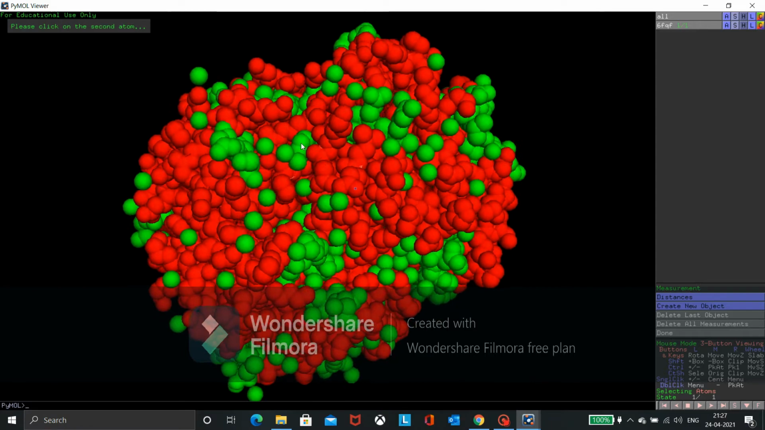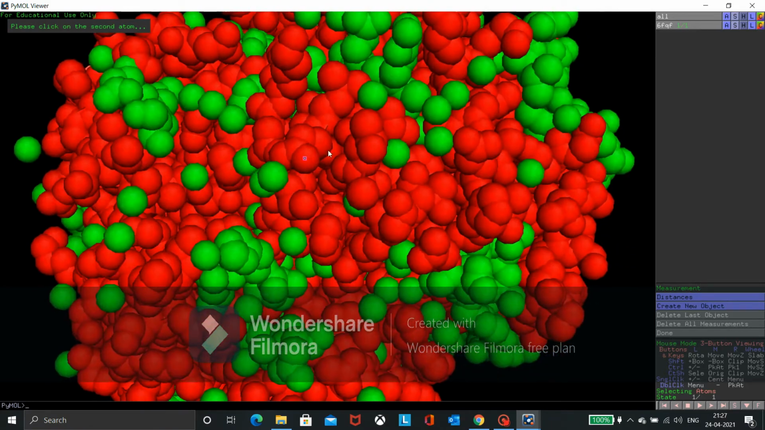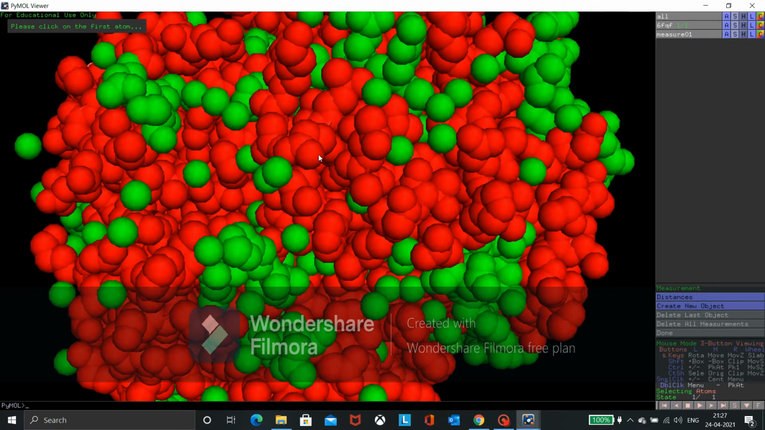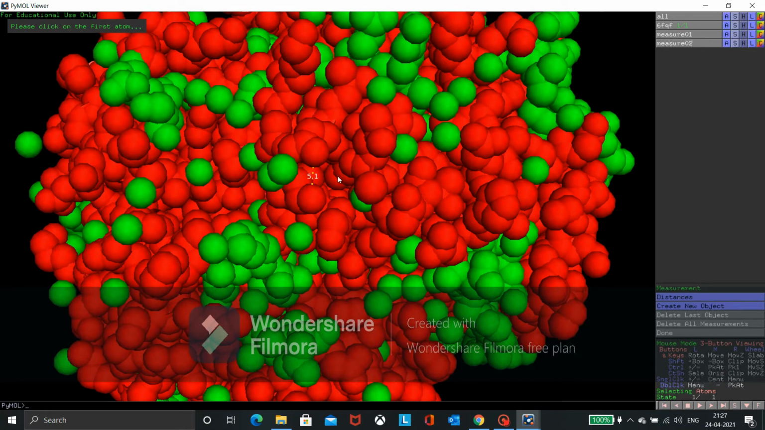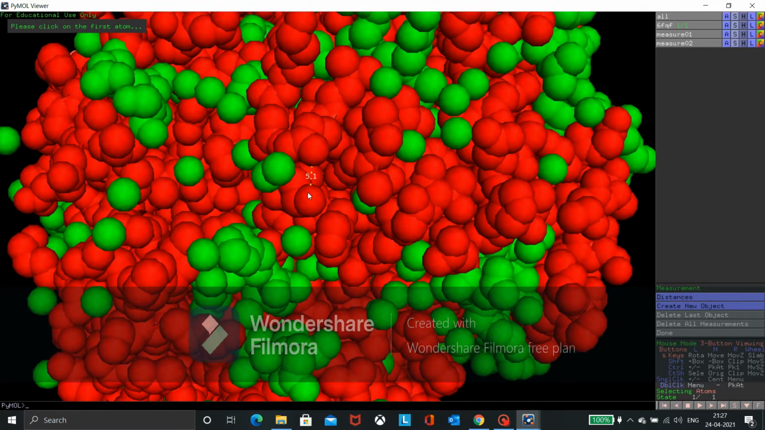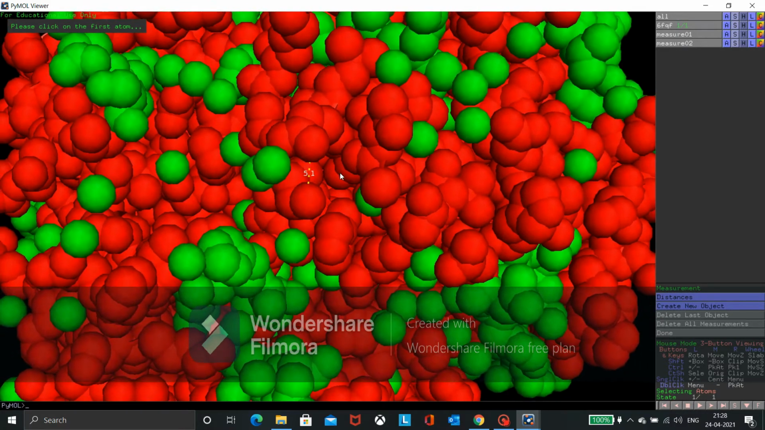So this is one atom, and then this is another. Okay, these are the two atoms. So the distance between them is 5.1 nanometer.